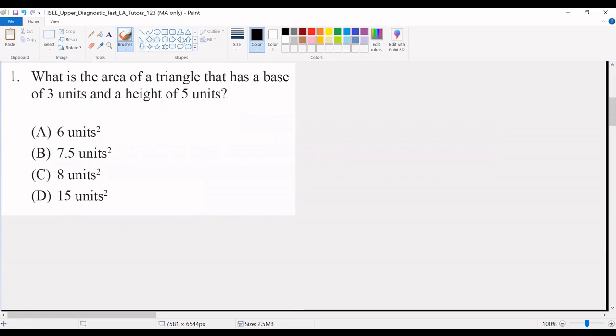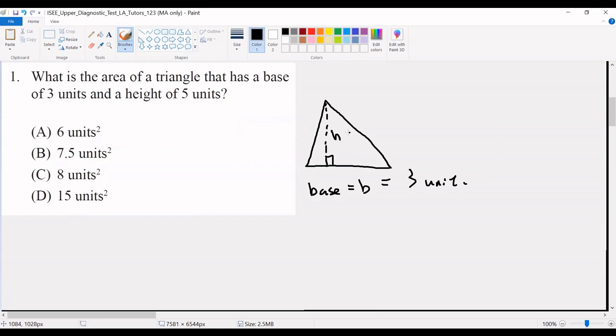So what we like to do is just arbitrarily sketch some kind of triangle as follows. We'll let the base here be b, and this is equal to 3 units. And we have some height here. We'll just label this h, and this is equal to 5 units.